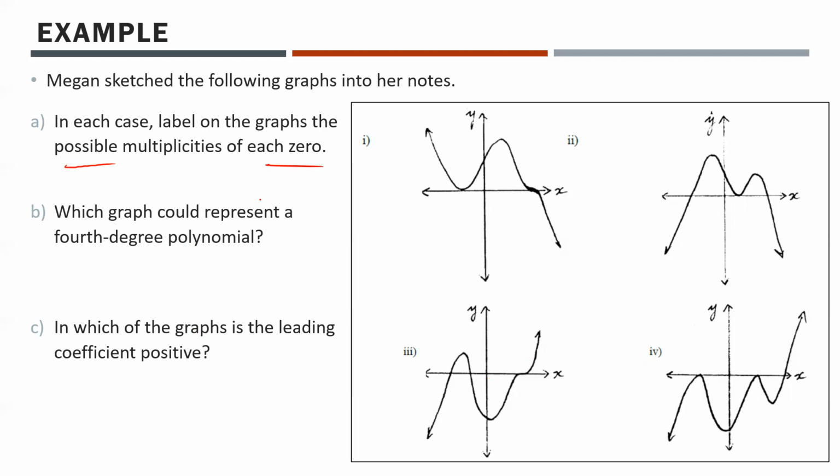So just take a stab at each one of these. It doesn't matter if you guess it wrong, but just take a stab. What do you think the multiplicities of each 0 are? Pause the video here and give it a try. All right, so I'm going to go over this one now.